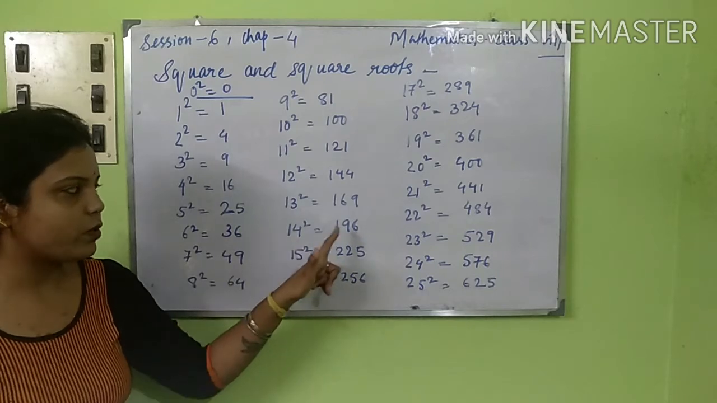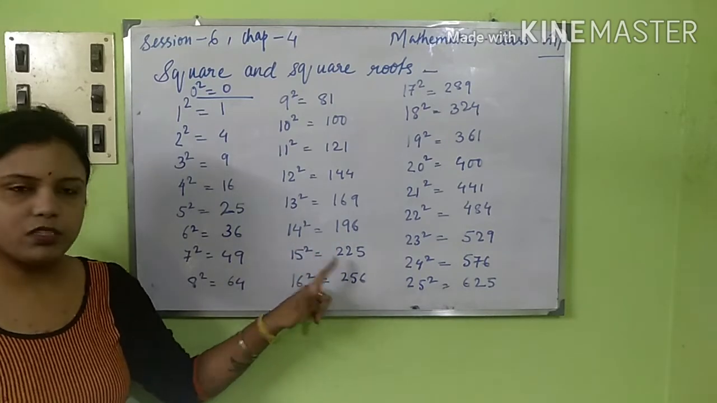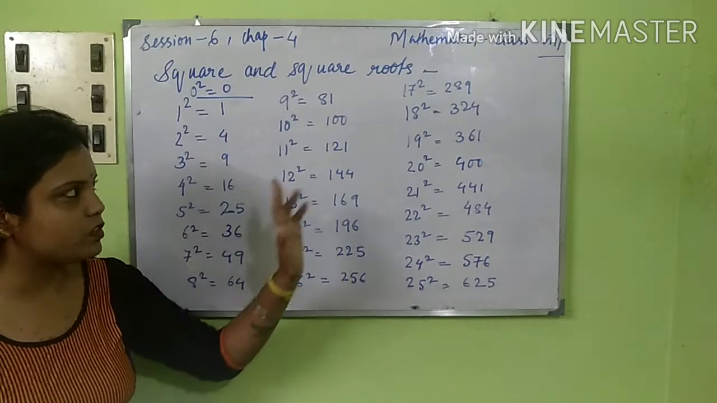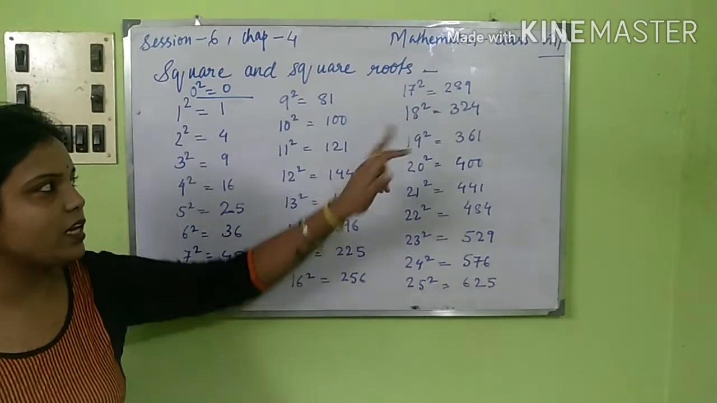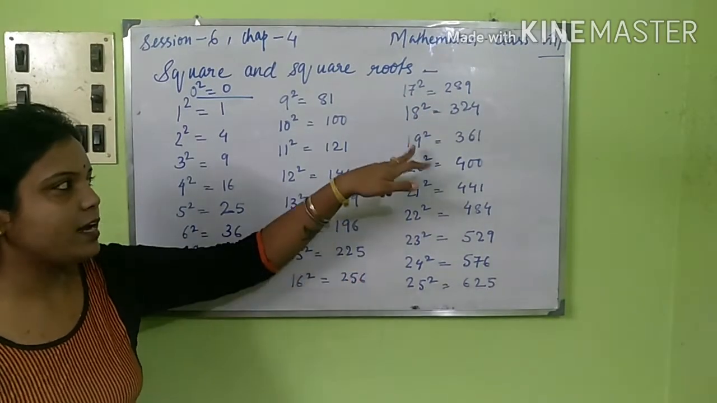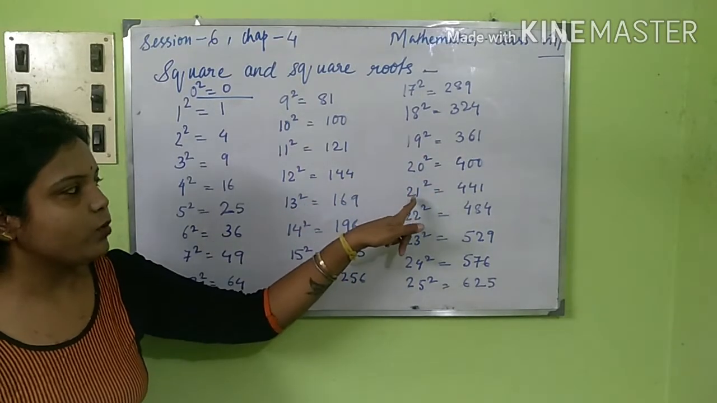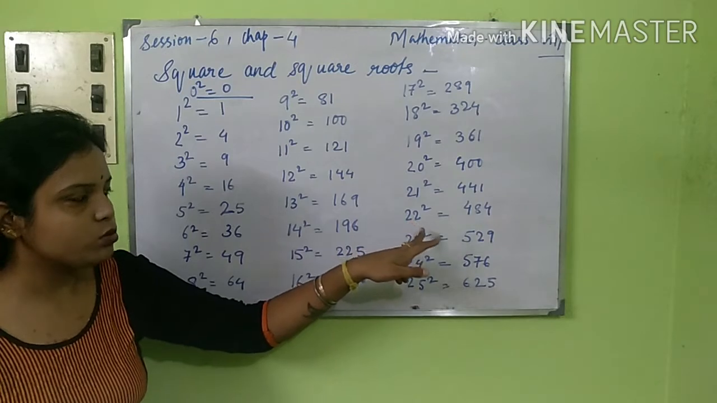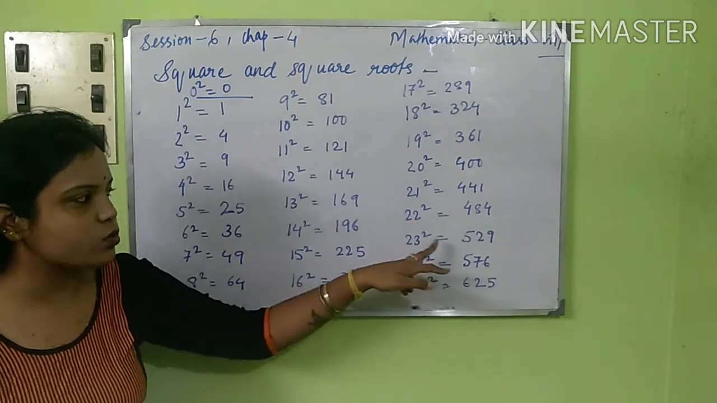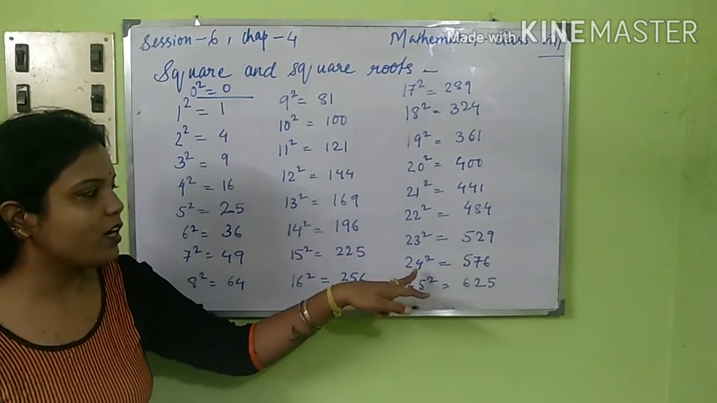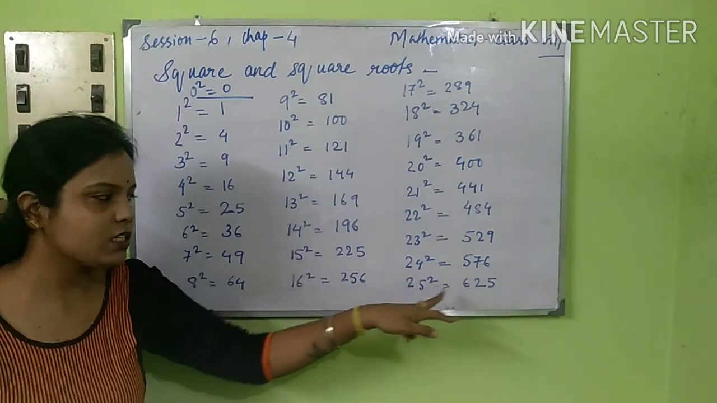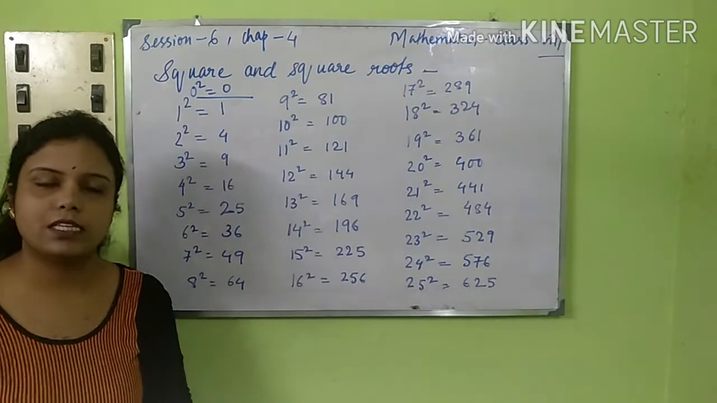169, 14 square is 196, 15 square is 225, 16 square is 256, 17 square is 289, 18 square is 324, 19 square is 361, 20 square is 400, 21 square is 441, 22 square is 484, 23 square is 529, 24 square is 576, and 25 square is 625.